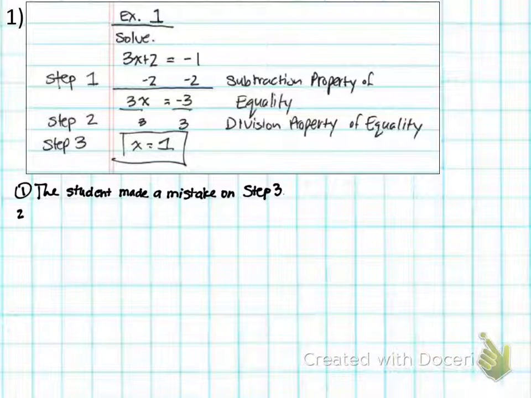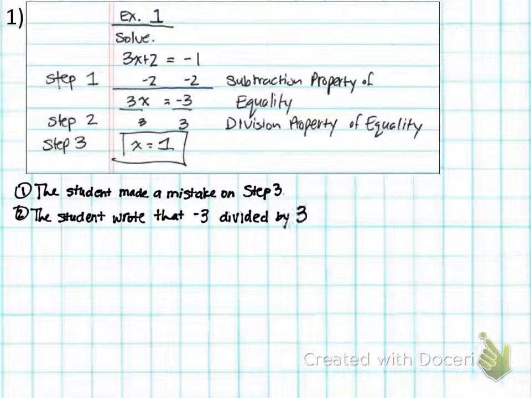Good, okay. The second question is saying, describe what they did wrong. So I have to think, what did they do wrong on step 3? Well, it looks like they divided by 3. That's correct, but then what's negative 3 divided by 3? It's supposed to be negative 1, okay? So on the next part, I would write down 2, and I would think about what did they do wrong, and I'm going to create a complete sentence. I'm going to say this student wrote that negative 3 divided by 3 is positive 1. Okay, is that true? Is it positive 1? No. Right? Does that make sense?